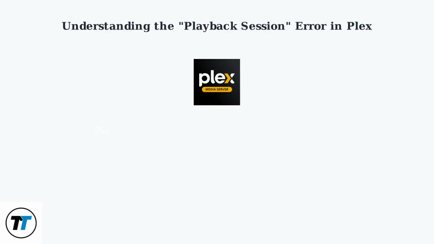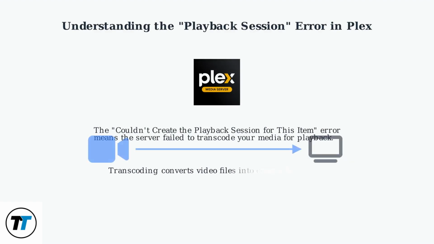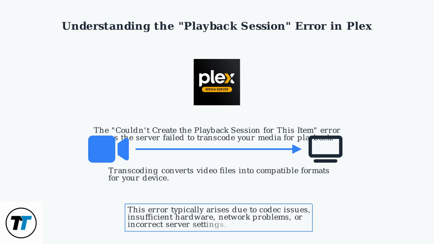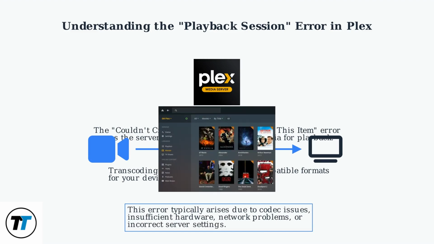The "couldn't create the playback session for this item" error in Plex means the server failed to transcode your media for playback. Transcoding converts video files into compatible formats for your device. This error typically arises due to codec issues, insufficient hardware, network problems, or incorrect server settings. We'll focus on troubleshooting transcoder-related causes.